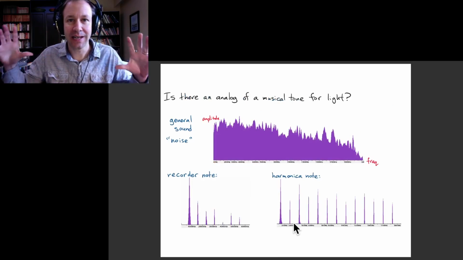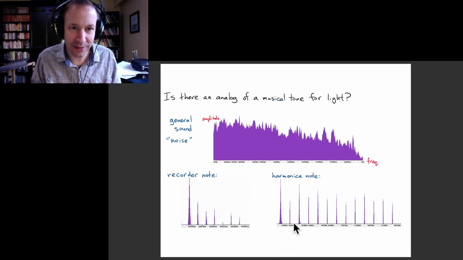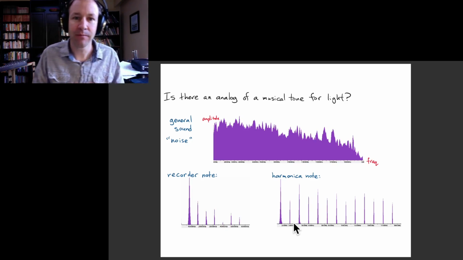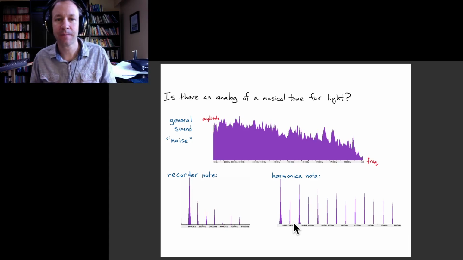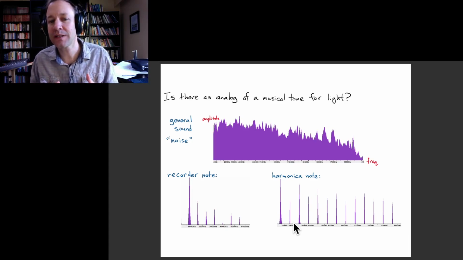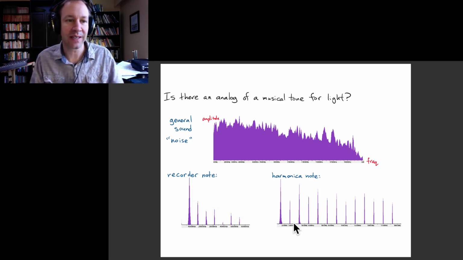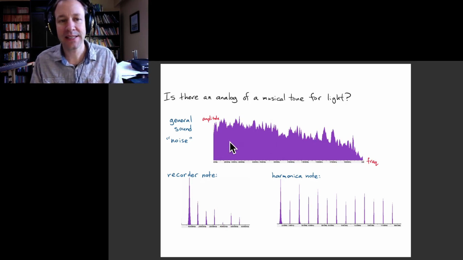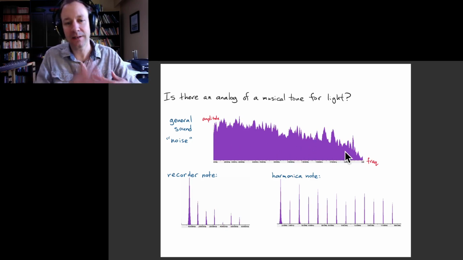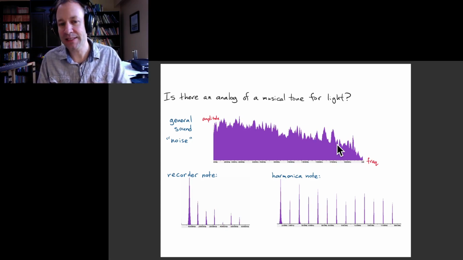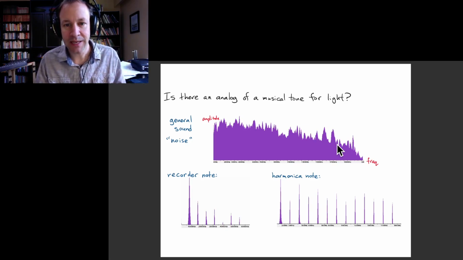So the question that I want to ask in this remaining part of the video is, is there some analog of a musical tone for light? Remember, we talked about how if you look at the spectrum of a general sound, like a noise, then it tends to have components at all different frequencies, or many different frequencies. So this is a recording that I made of crumpling up a piece of paper. I made that in Audacity, and then I plotted the spectrum, and this is what comes out.